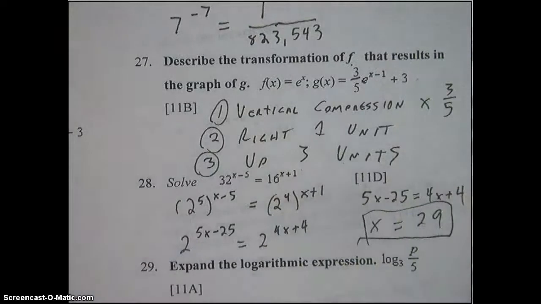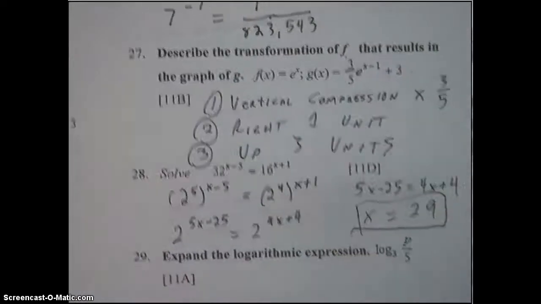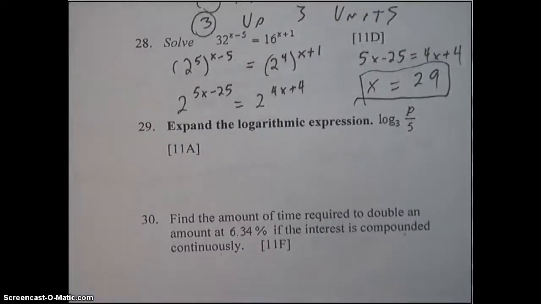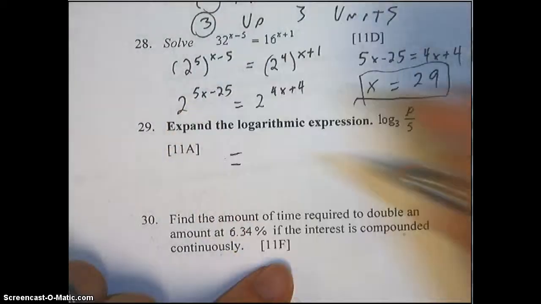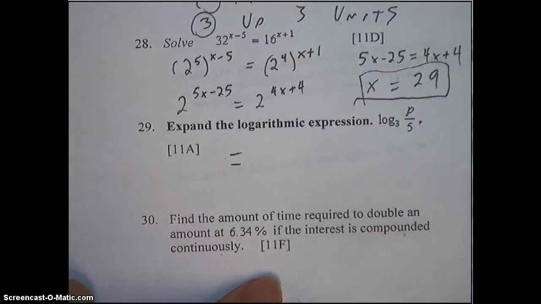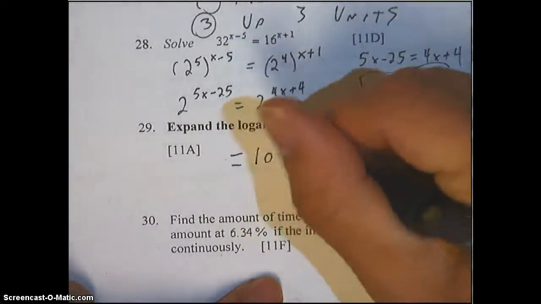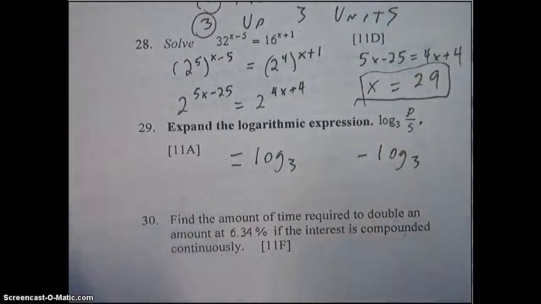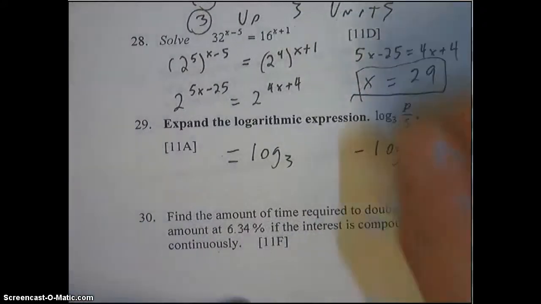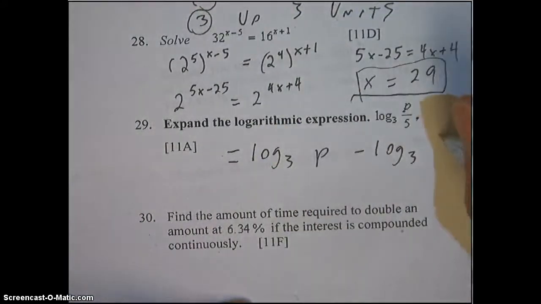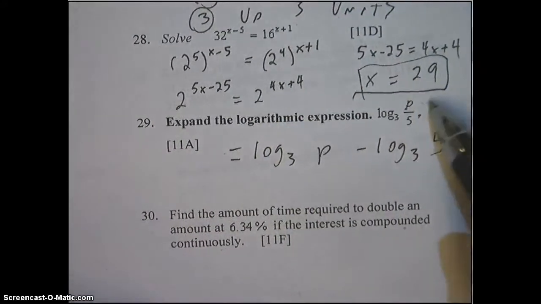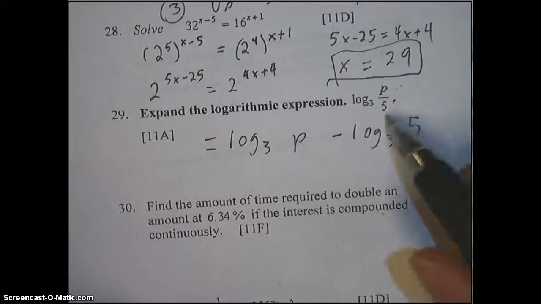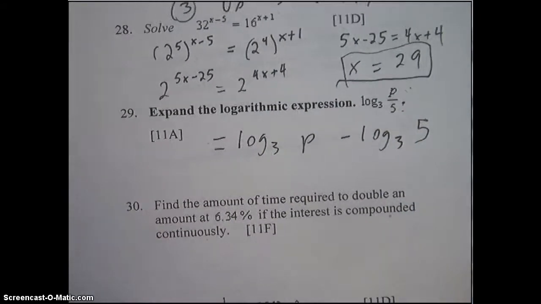Easy peasy. Let's talk about 29. Expand the logarithmic expression log base 3 of p divided by 5. Remember, when you're expanding, division becomes subtraction. So we're going to write 2 log base 3's separated by subtraction. One of them's got a p, the other one's got a 5. Always write the one on top first, write the one in the denominator second.